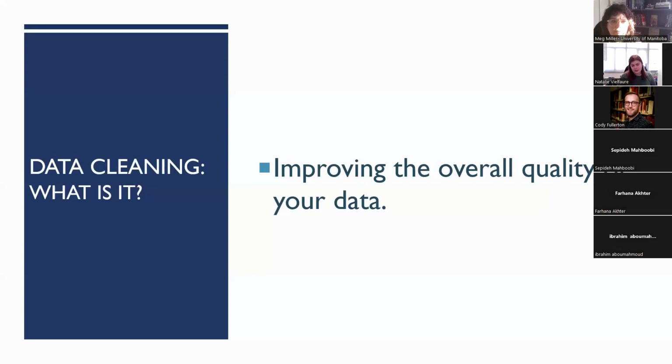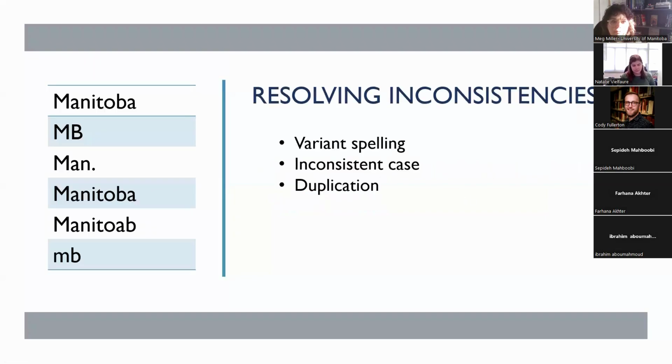So how you clean your data varies on a lot of different things, including your specific type of data and what you're using that data for. But common steps in this process involve resolving inconsistencies, properly formatting your data, and addressing null values. And we'll go over some of those more common steps.